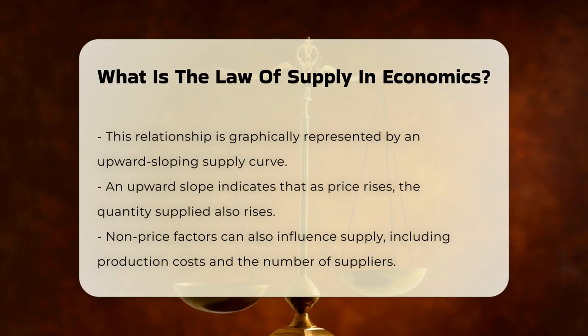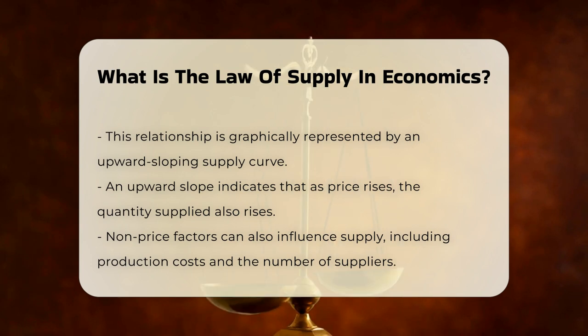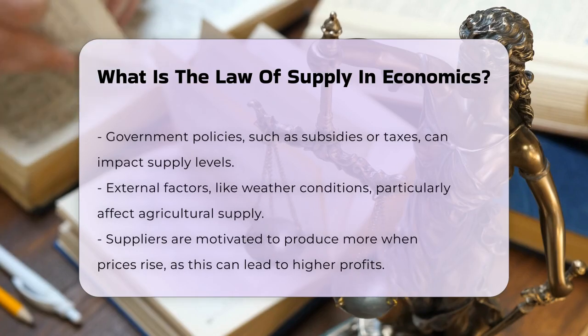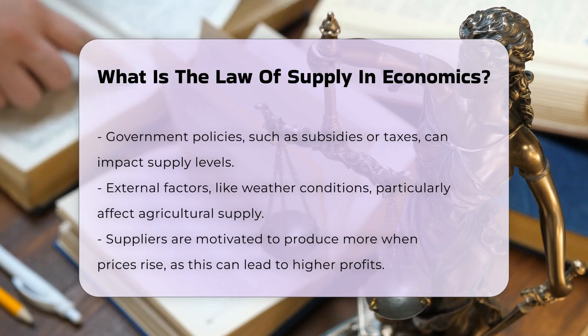Supply curve. The relationship between price and quantity supplied is often represented graphically by a supply curve, which typically has an upward slope. This slope indicates that as the price increases, the quantity supplied also increases. Factors affecting supply. While the law of supply focuses on the price, other non-price factors can also influence the supply. These include changes in production costs, the number of suppliers, government policies such as subsidies or taxes, and external factors like weather for agricultural products.